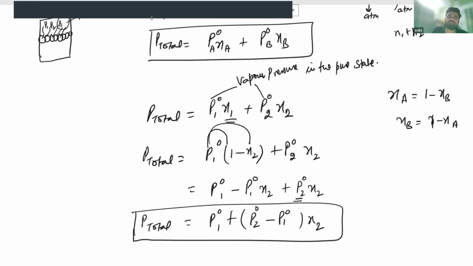If you are not getting this one, then we're going to explain it one more time. But when we study the other portion of this topic, you will be able to learn this one. So let's move further.